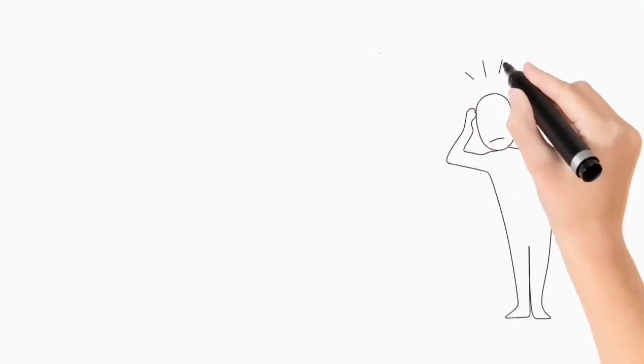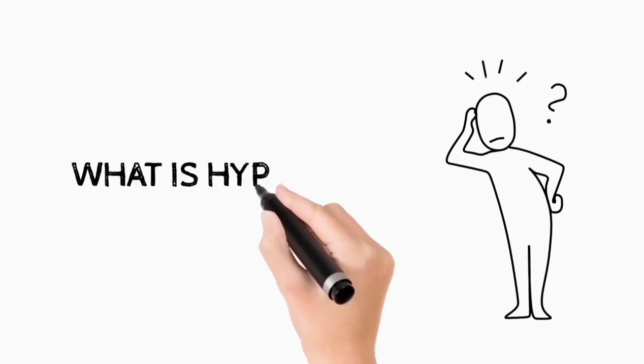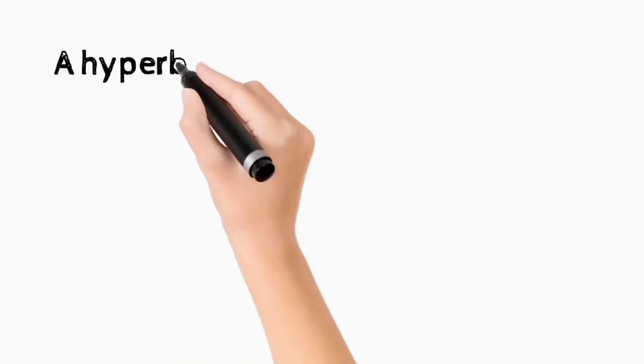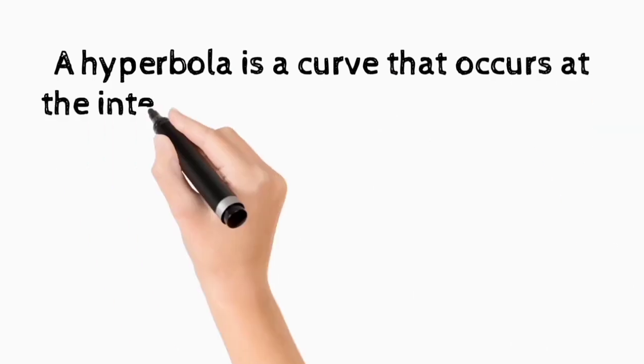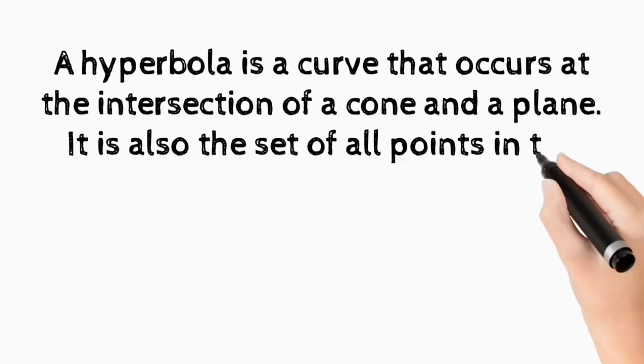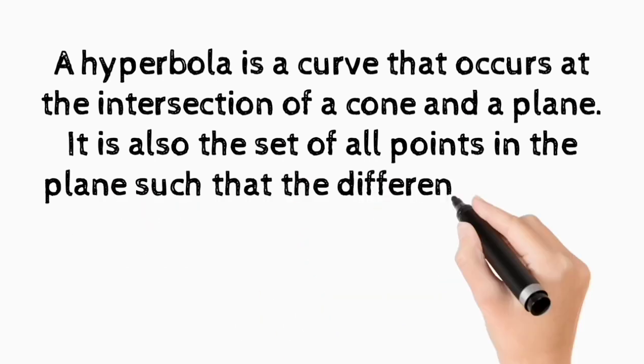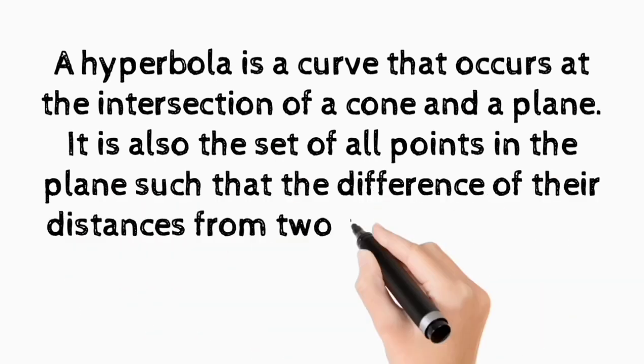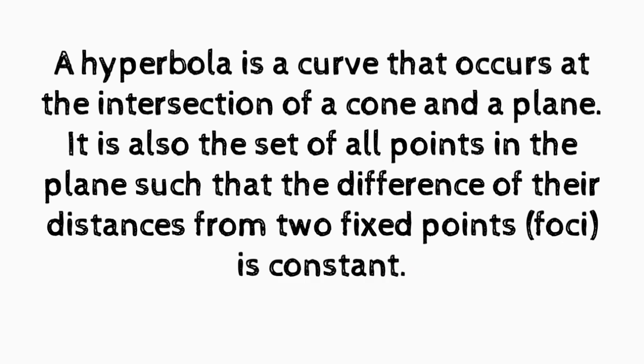But first, what is a hyperbola? A hyperbola is a curve that occurs at the intersection of a cone and a plane. It is also the set of all points of the plane such that the difference of their distances from the two fixed points, foci, is constant.